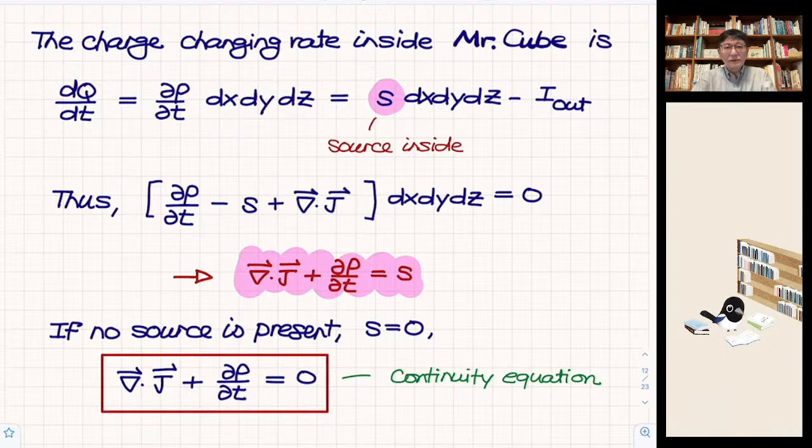Whenever you see something like divergence J plus dρ/dt equals 0, that is what we call the continuity equation. That means how the charge changes depends on how much flows out of the enclosed surface. That makes sense, right? Because nothing is created or annihilated. But sometimes the amount that you calculate may have an external source. And so then try to remember, you can generalize the continuity equation by including the source terms. So that's our full understanding of the continuity equation.